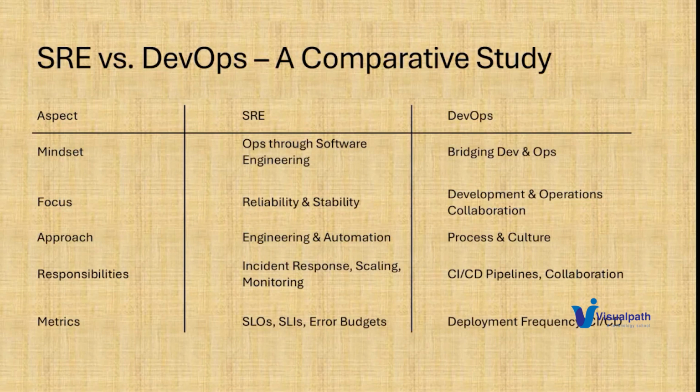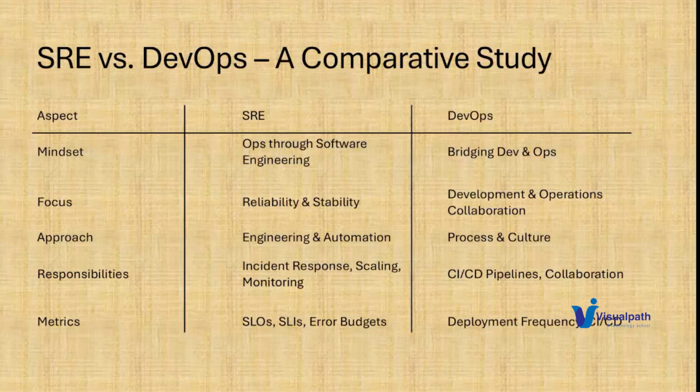So, for example, as you can see the difference here in mindset, SRE works through operations, through software engineering processes, but DevOps as a whole bridges the gaps between a development and an operation team. So what is the main focus of an SRE? It is on reliability and stability of the entire production system. But for DevOps, it is the DevOps and operation collaboration. For example, the CI/CD pipelines to deploy the feature faster, more frequently. So those things. And what is the approach as an SRE we can do?